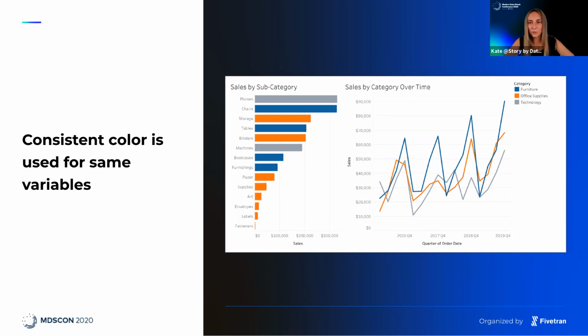Now, we're using the same colors for the categories because if you look at the line graph, sales by category over time, we have blue for furniture, orange for office supplies, and gray for technology. And on the left, we've got sales by subcategory, but we're using the same colors of the category because phones, machines, and anything else that's gray belong to the tech category, and storage, binders, paper, and anything else that's orange belong to office supplies. So it can let us basically understand that full story by just using the specific colors.